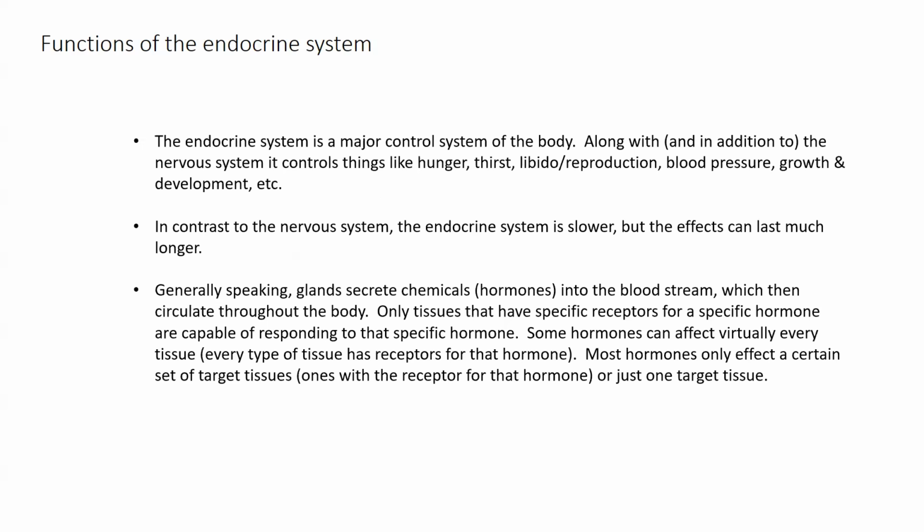It controls things like hunger, thirst, your sexual drive, reproductive capabilities and activities, blood pressure, growth and development, regulates blood glucose levels, helps regulate blood pressure, all sorts of stuff. As a control system, it differs from the nervous system in that it is a little slower to respond, but the effects of the endocrine system last much longer than the effects of the nervous system.